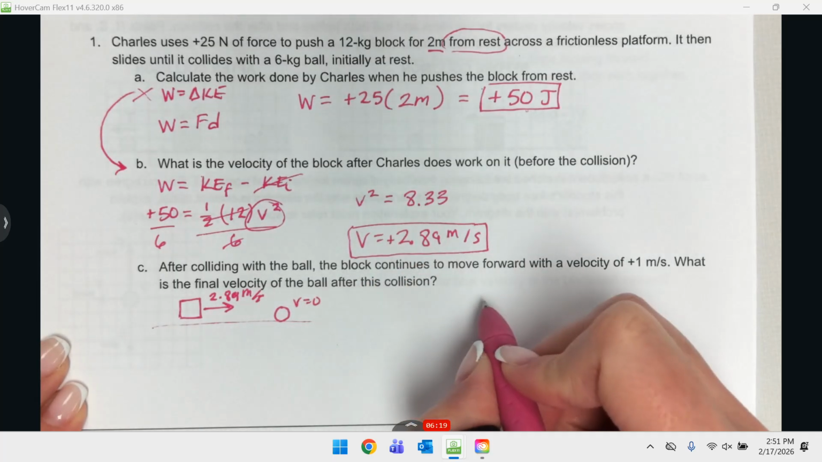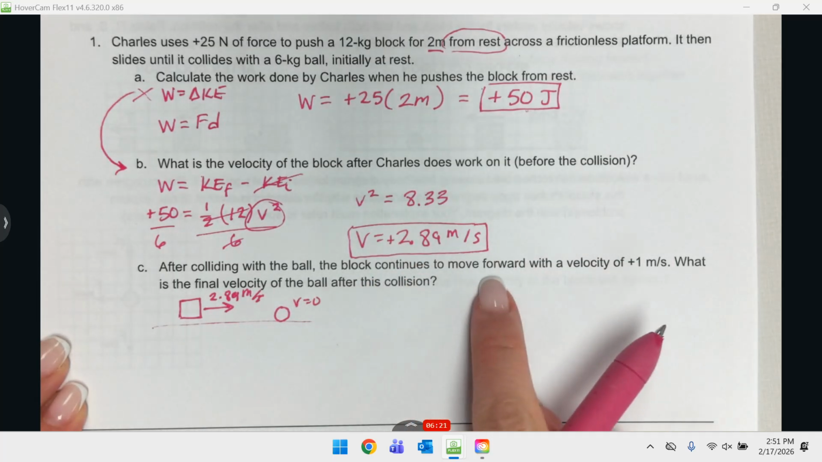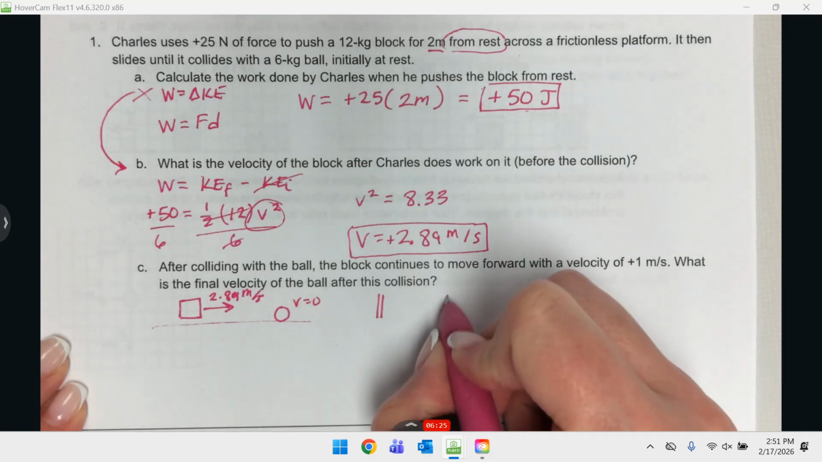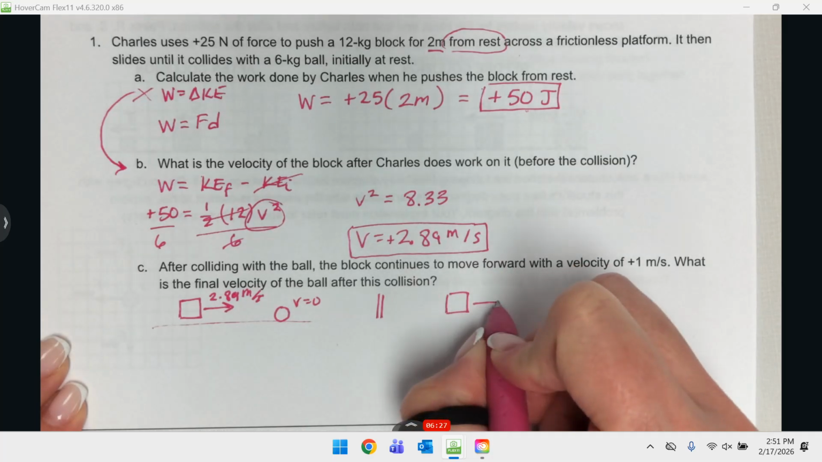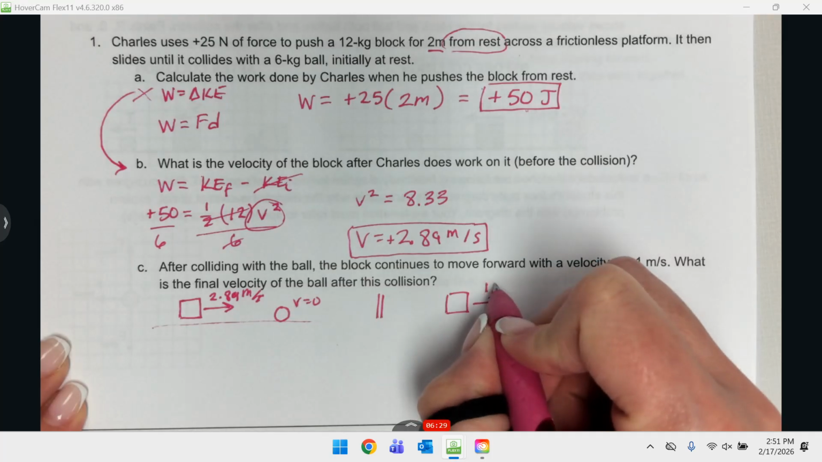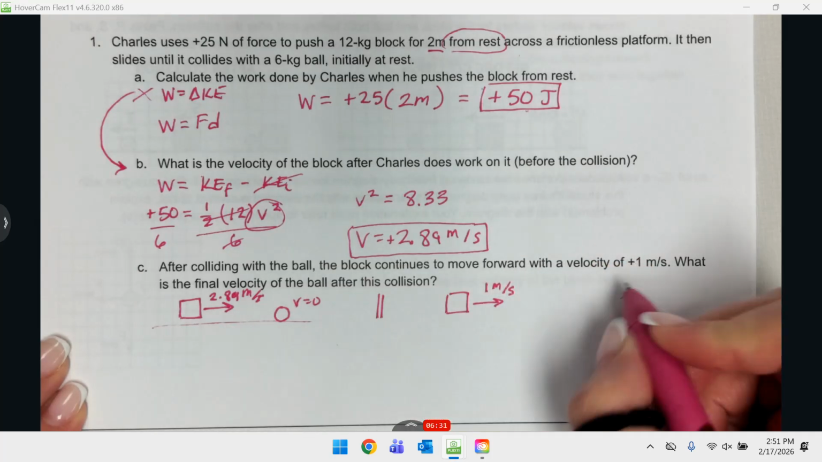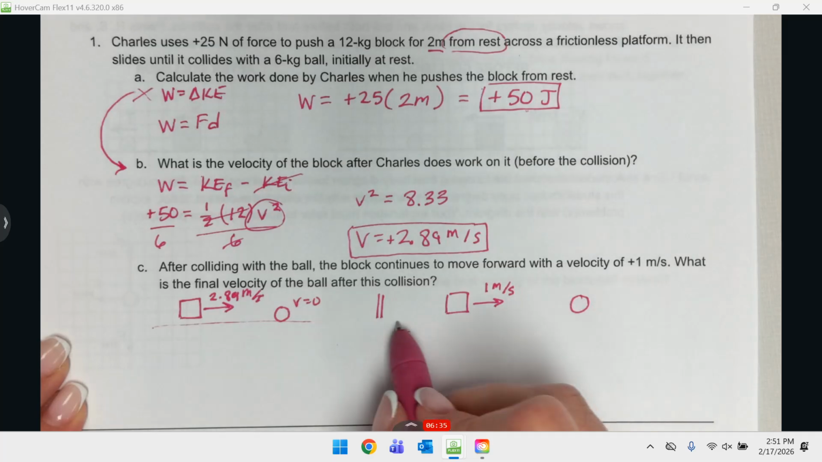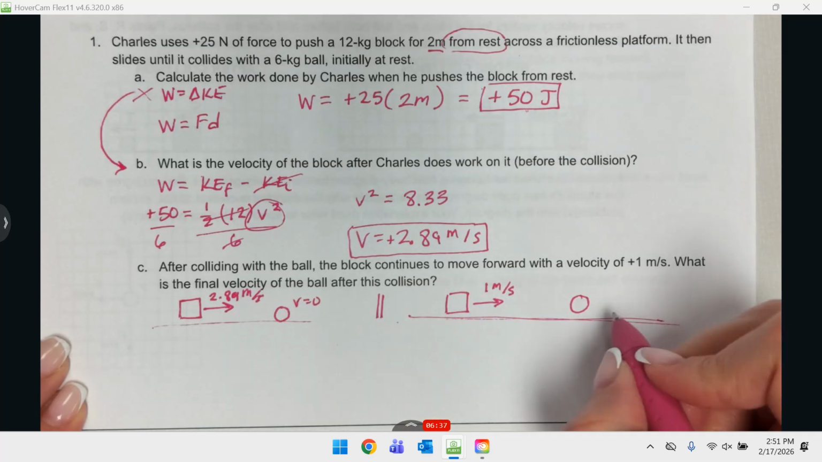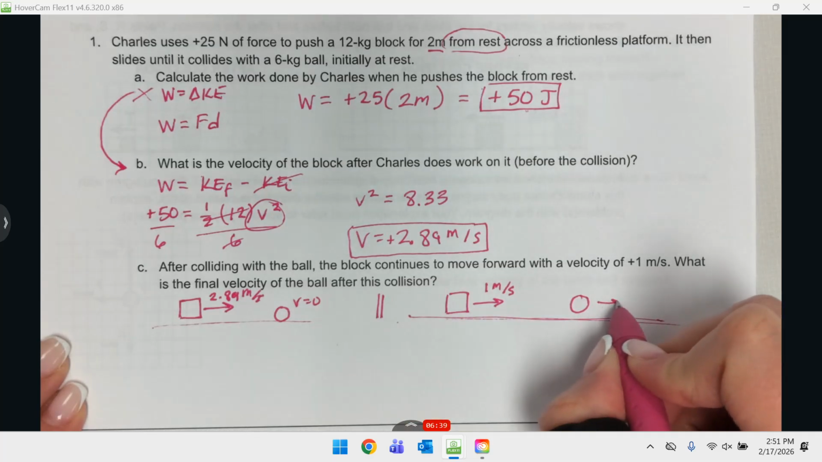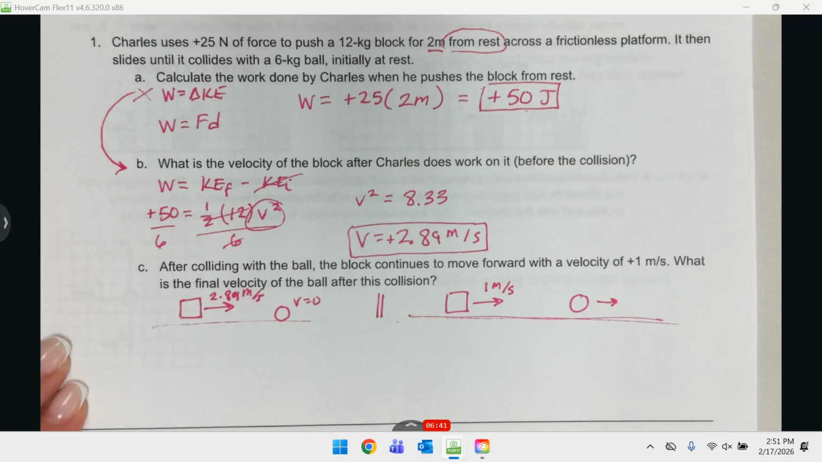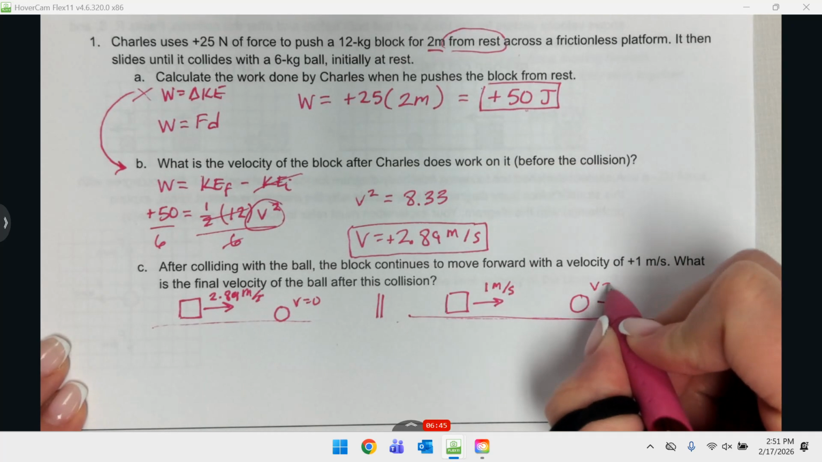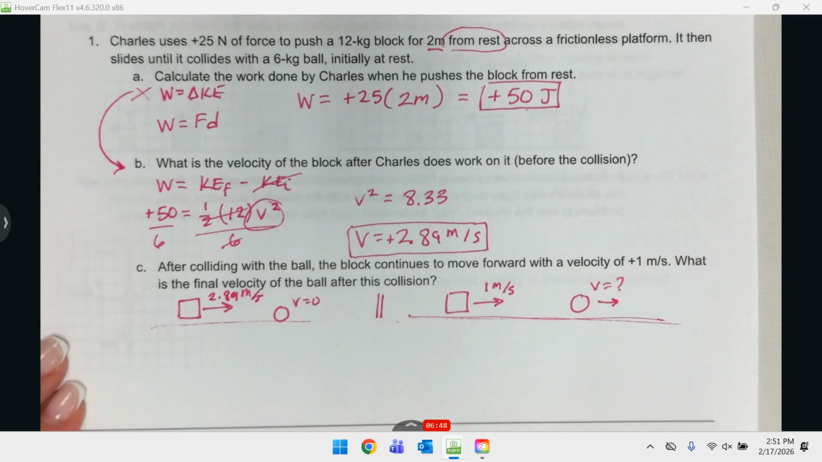And then after the collision, it tells us that the block continues to move forward. So there's my before collision picture, and then afterward it's still going this way. It's just slower. Now it's only moving 1 meter per second, and that means that it's going to have transferred some of its momentum to the ball. So the ball is now going to be moving this way. I just don't know how fast. And so that's what we're trying to figure out, how fast this ball is moving after the collision.